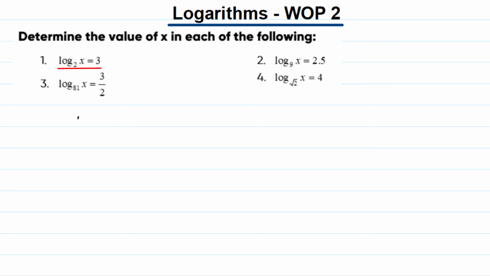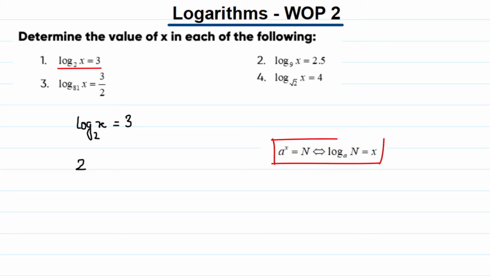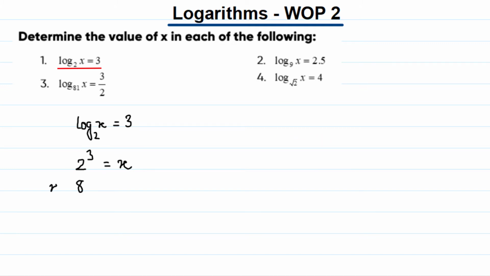So we have logarithm of x to the base of 2 is equal to 3. So here we need to determine the value of x. For this, we're going to use the definition. So here we start with the base, which is 2, raise it to 3, and that should be equal to x. Now, 2 raised to the power of 3 is 2 multiplied by itself 2 times, so that should give us 8. So we can say that the value of x is equal to 8. So here we have x equals 8.